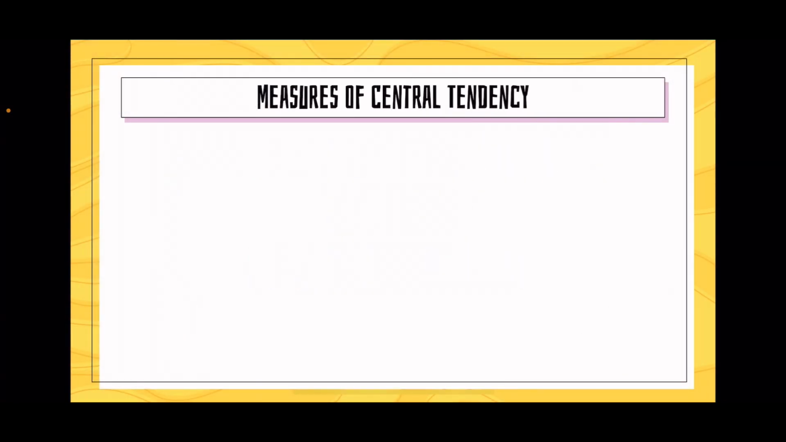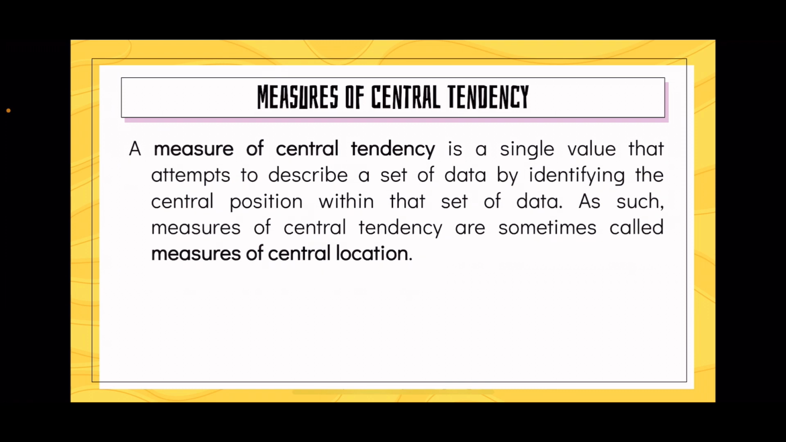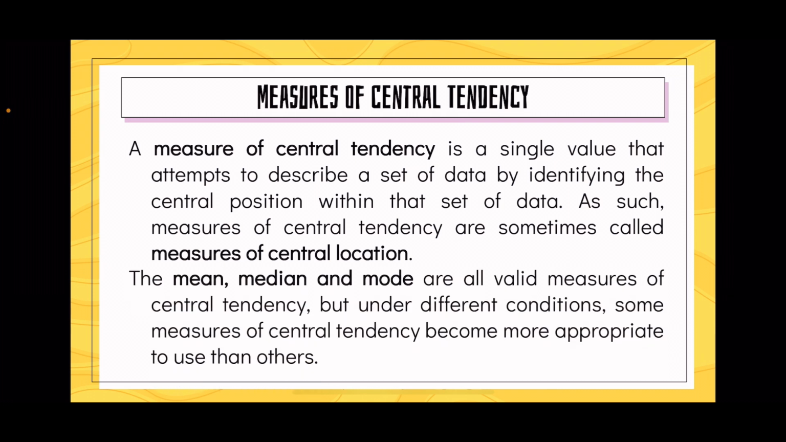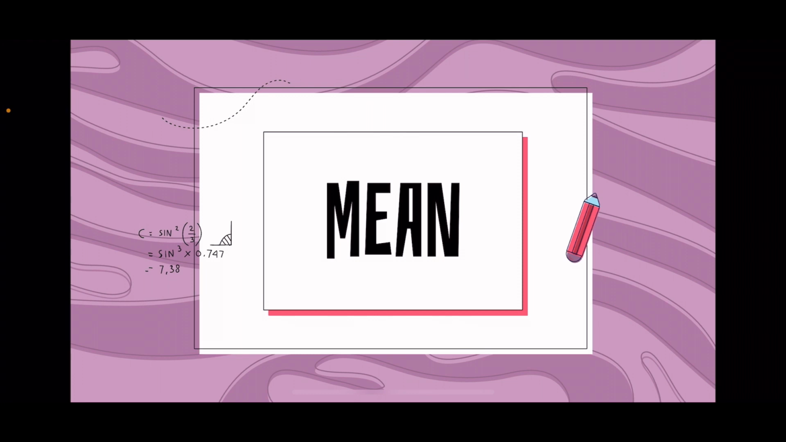But what do we mean by measures of central tendency? A measure of central tendency is a single value that attempts to describe a set of data by identifying the central position within that set of data. As such, measures of central tendency are sometimes called measures of central location. The mean, median, and mode are all valid measures of central tendency, but under different conditions. Some measures of central tendency become more appropriate to use than others. The first measure of central tendency that we're going to discuss is the mean.